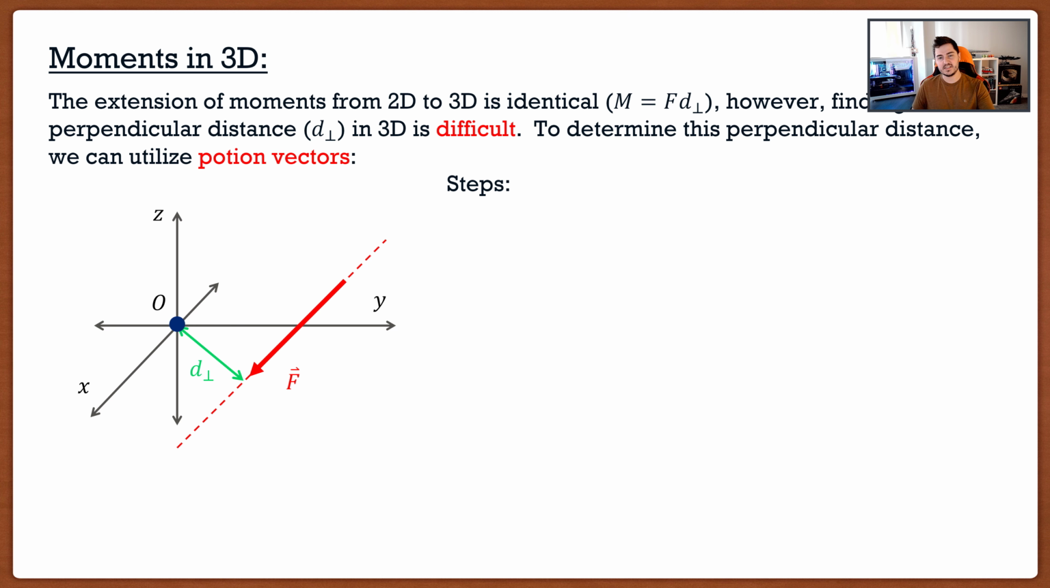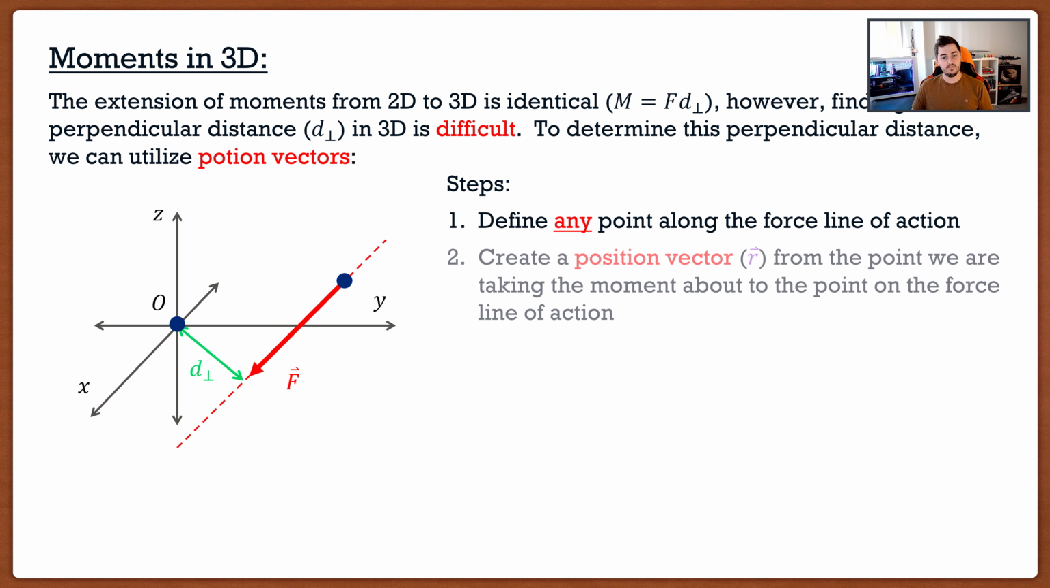So we're going to break this down into a series of steps. The first one, of course, is we need to define a point along the line of action of the force vector, right? So that's going to be the first step. So let me go to the tail of the vector, and I'm going to define a point right there. From there, I can actually create a position vector from the point I want to take the moment about to the point on my force vector. So it would look something like this. It goes from the point where I want to take the moment about over to my force vector.